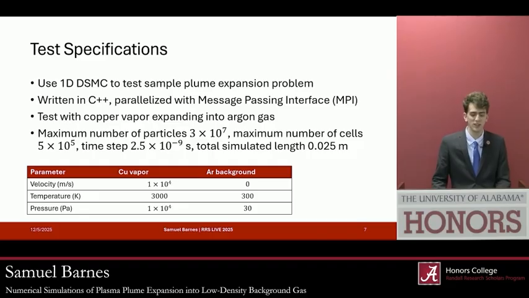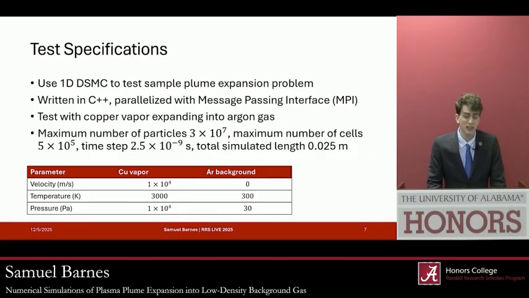For our test, we used 1D Direct Simulation Monte Carlo to simulate the plume expansion problem. It was written in C++ and parallelized with MPI, message passing interface, so that multiple cores and multiple nodes can work on the simulation on a supercomputer or high-performance computing center.